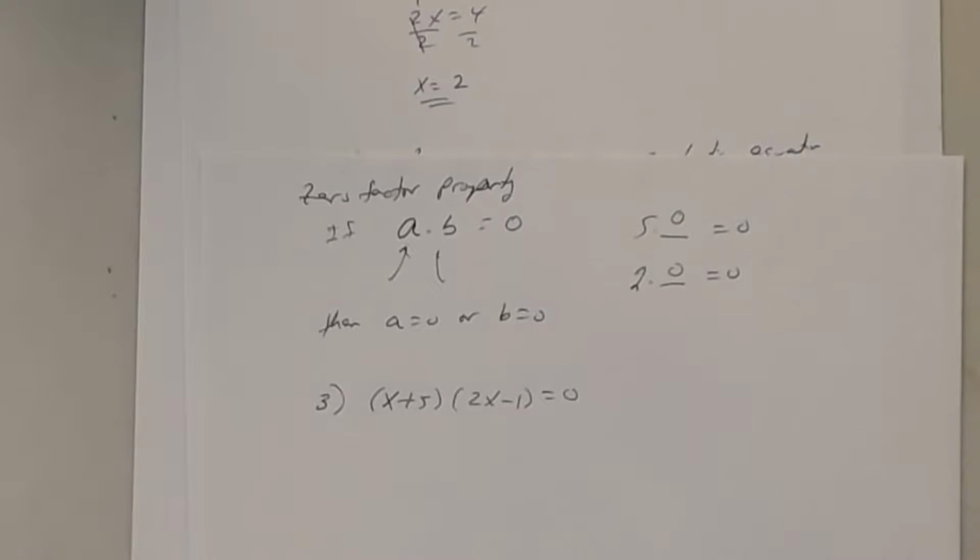What kind of equation is number 3? No, what kind of equation? An equation is not called a binomial. What kind of equation is this? Is it linear? It's quadratic. That's a quadratic equation.